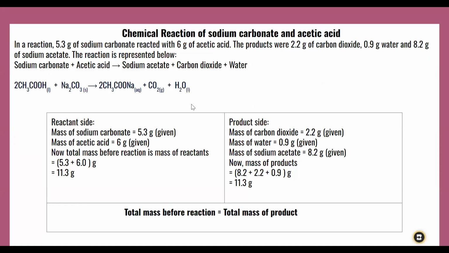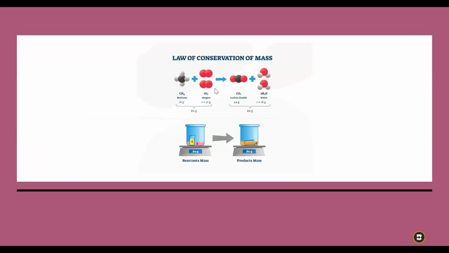Let's look at this again. If you are looking at this, we have carbon on this side, we have hydrogen, we have oxygen. We didn't end up with nitrogen here. If we did, we would have created matter. So for every reaction that happens, it will end up with the same kind of atoms and the same amount.